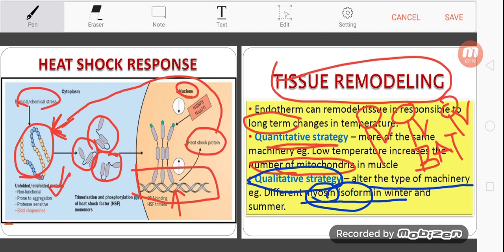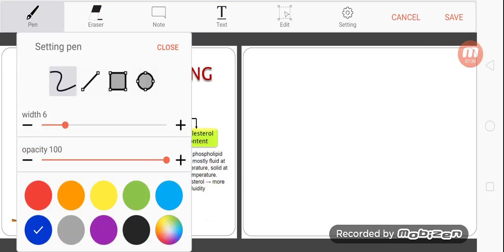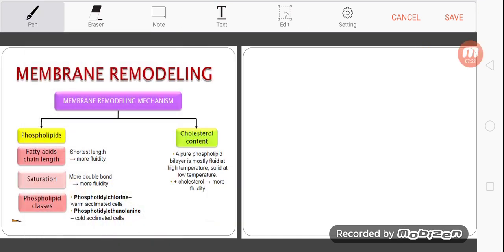membrane remodeling just now. Two types of phospholipid. Okay, two types. Here, two types of phospholipid: phosphatidylcholine or phosphatidylethanolamine. Okay, so this one in terms of qualitative regulation. Quantitative regulation, the higher the number of the fatty acid chains that have double bond.